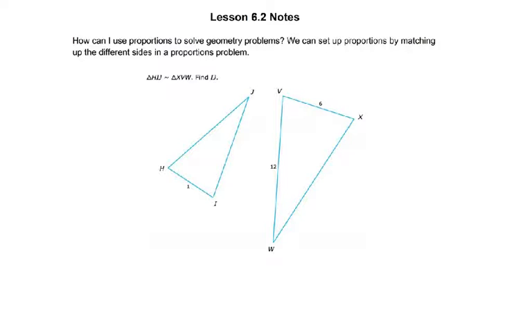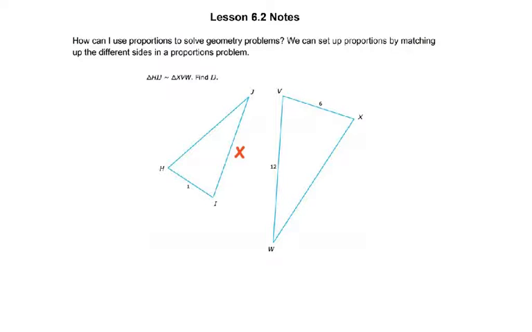So this problem says, first of all, this is a new symbol. This symbol without the equal sign just means similar. And similar means two shapes that are the same shape but different sizes. And that's why we need proportions. We want to find IJ, which is here. We're going to call that x. And we want to find the length of IJ.